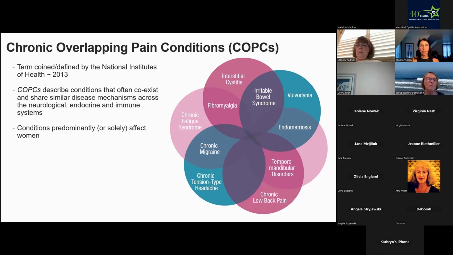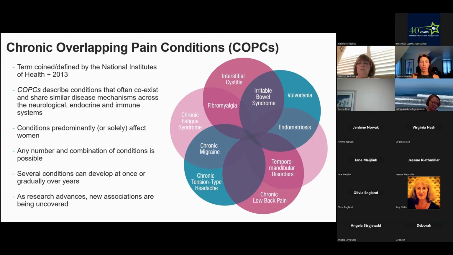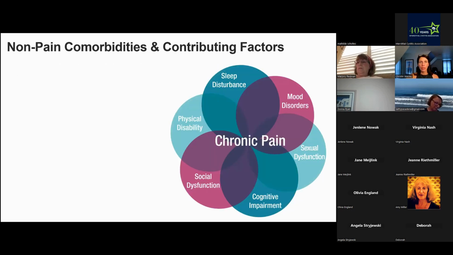And these conditions predominantly or solely affect women. Any number and combination of these conditions is possible. Several conditions can develop at once or gradually over the years. And as research has advanced, we are now uncovering new associations. So it's not just that there's an overlap of these 10 conditions, but certainly with other chronic pain conditions as well. Something common in COPCs is also the fact that people have non-pain comorbidities and other contributing factors.